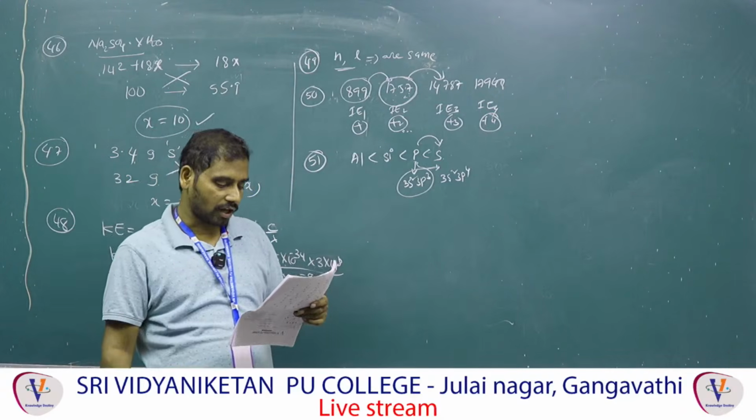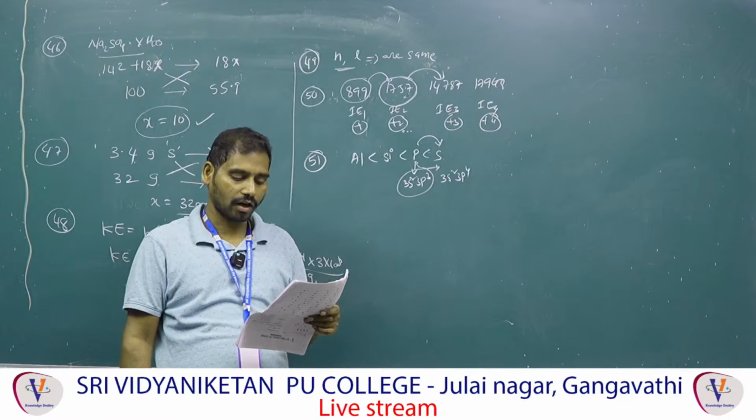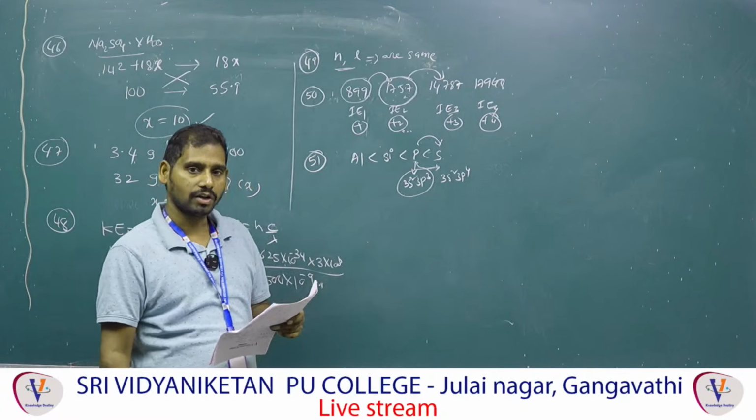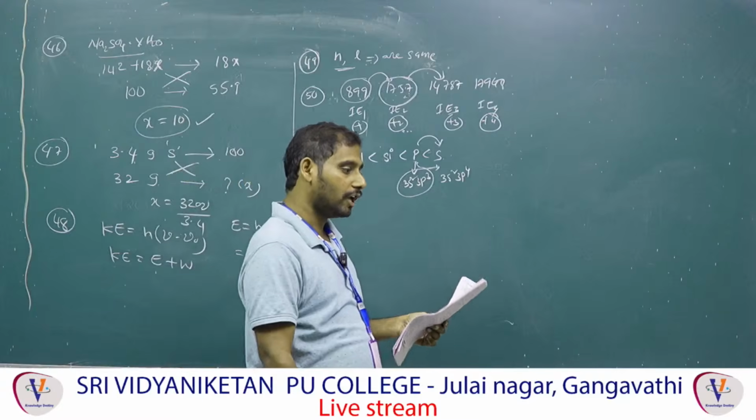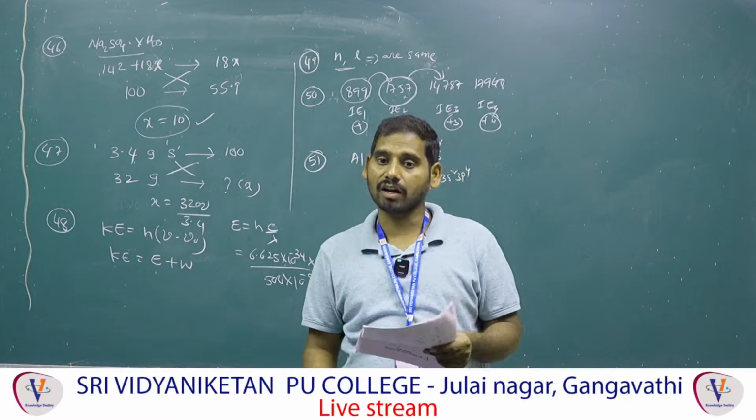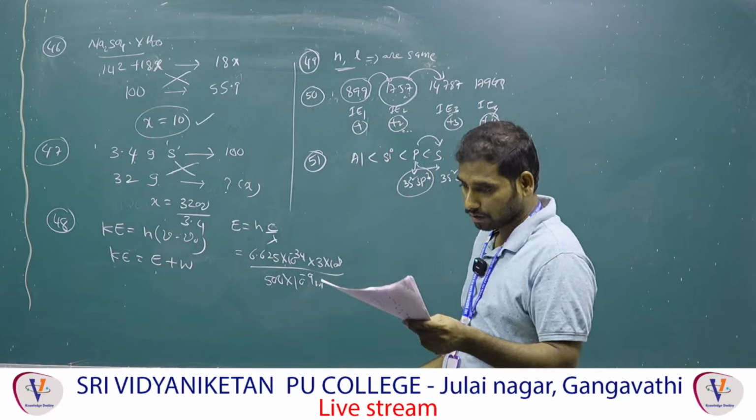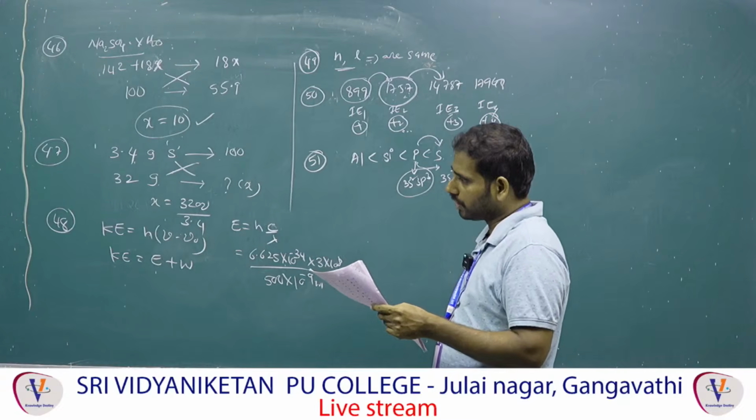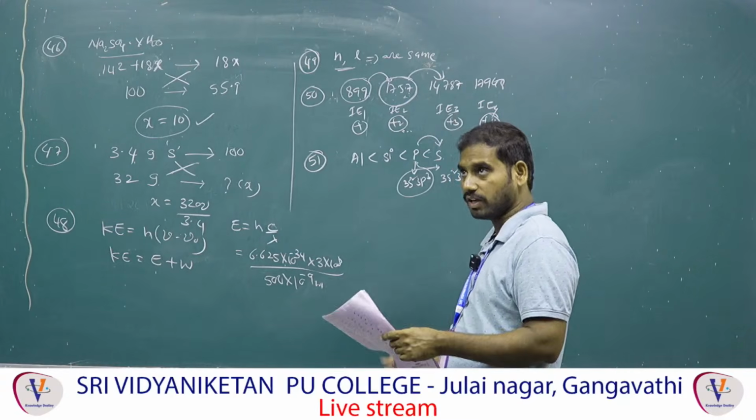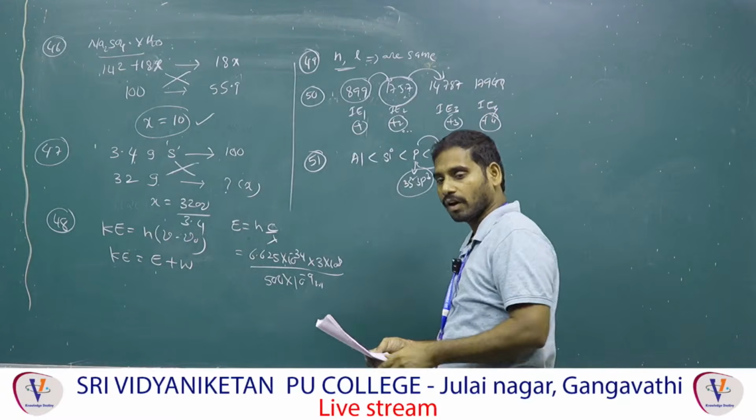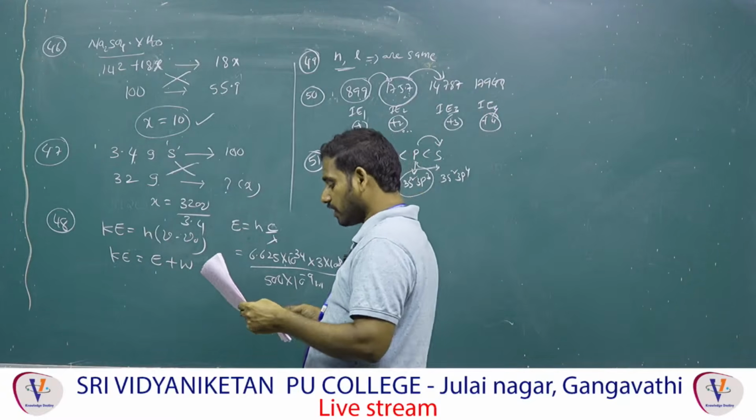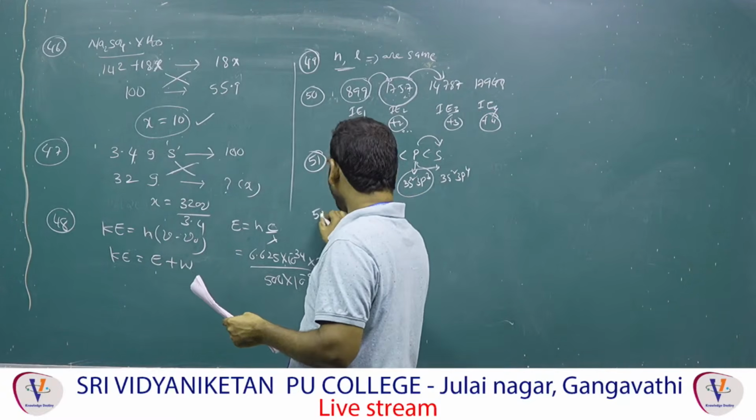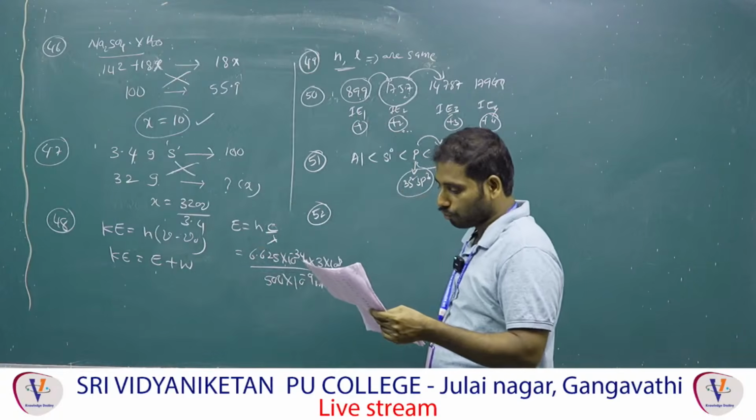Next one, increasing electron gain enthalpy. Electron gain enthalpy is also called electron affinity. In a group from top to bottom, electron affinity decreases. Highest one, lithium. Next sodium, potassium, rubidium, cesium. From top to bottom, ionization enthalpy decreases. That is 51. Next, 52.